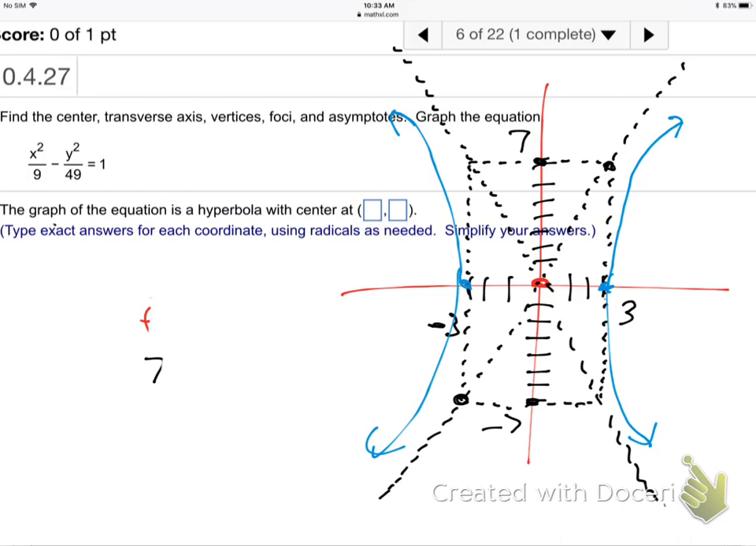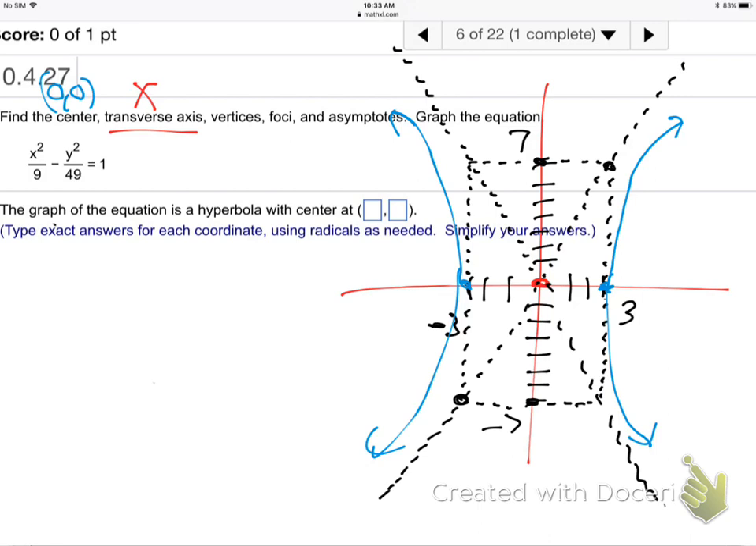Okay, so let's see. What do they want? Oh, what's the center? The center is just 0, 0, isn't it? So we'll start with that. The center is 0, 0. They're going to move them in a minute on us. Next, they're going to say, what's the transverse axis? What's the main axis? The right, left, the x-axis.